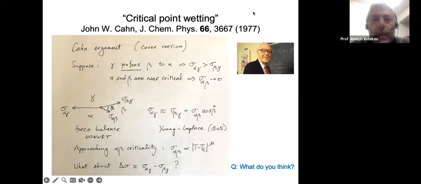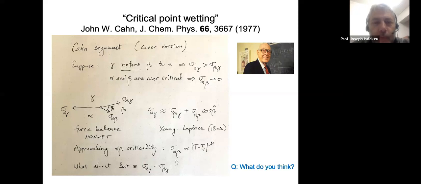conjecture, which is an interesting conjecture and which has ignited, if I can say so, a lot of works and a lot of debates. So it's a beautiful thing to discuss, and it's also called the Cahn argument, and I'll give a cover version of it in my own way.